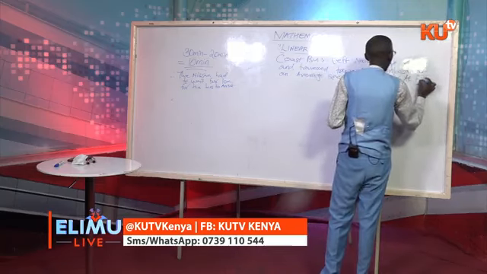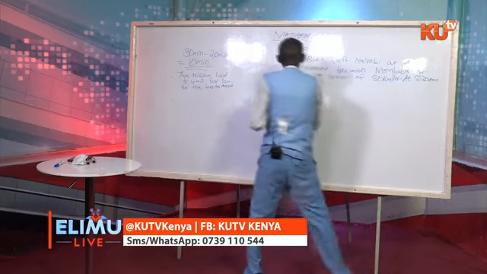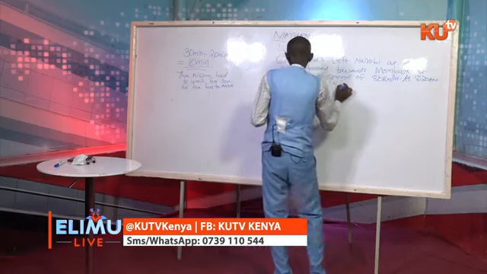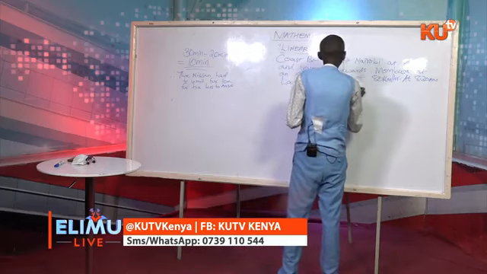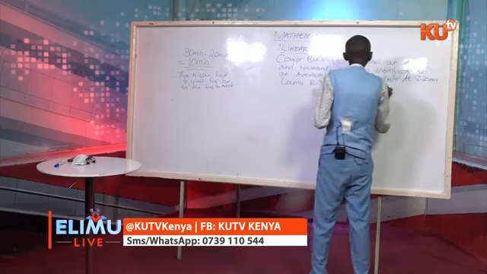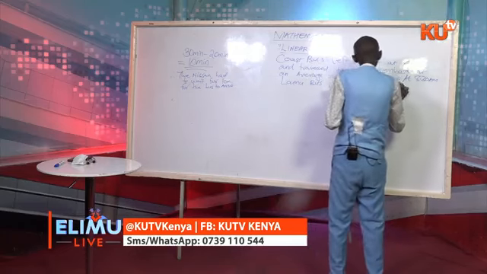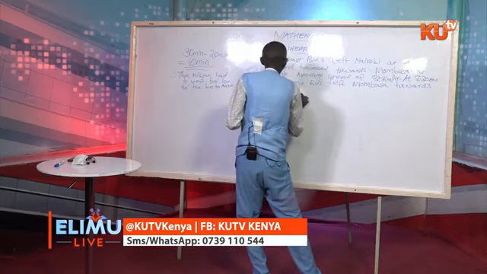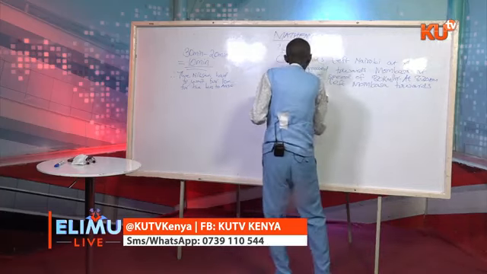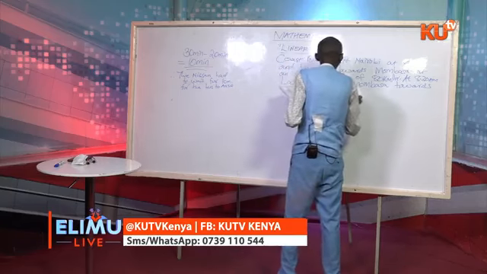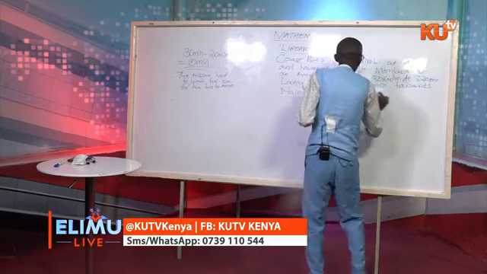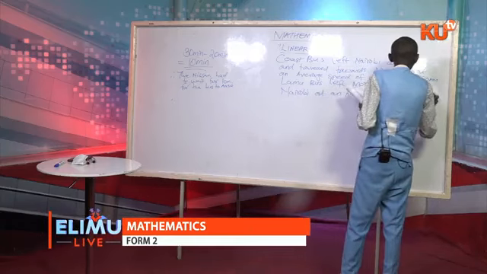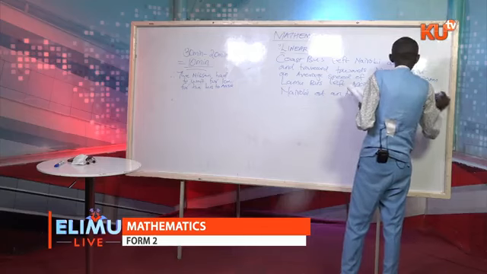At 8:30 a.m., Lamu bus left Mombasa towards Nairobi at an average speed of 120 kilometers per hour.